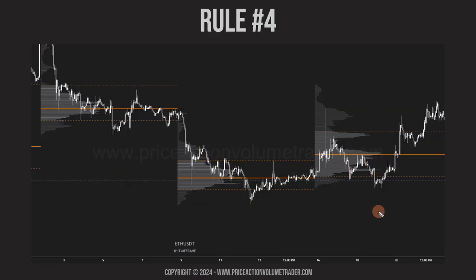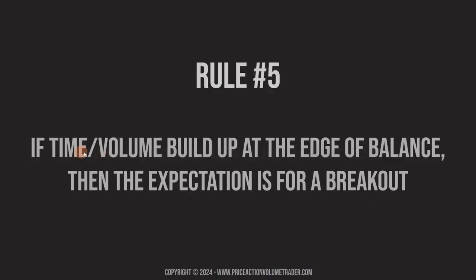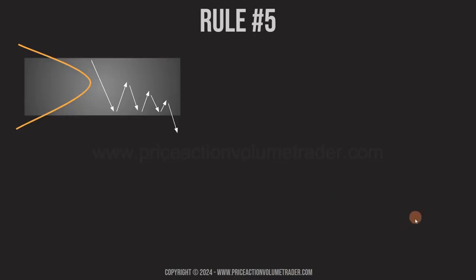So again, markets 70 to 80% of the time are going to be consolidating versus being in a trend or an imbalance. So what we're tracking with this is simply where price is finding acceptance. The more time and volume it accumulates in an area, the more likely it'll become sticky, have more friction, and act as an area of price attraction in the future. And rule number 5, if time and volume build up at the edge of a balance area, then the expectation is for a breakout.